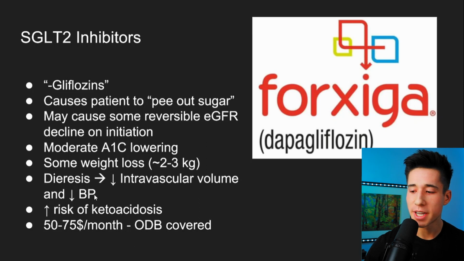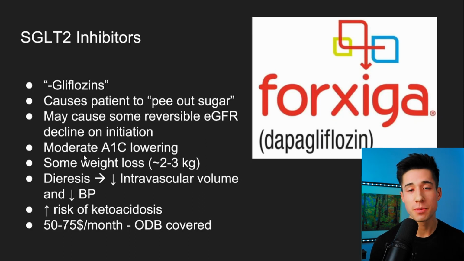Diuresis, right? So you're peeing out sugar. What follows sugar? Water is going to follow sugar by osmosis. So you're going to be peeing more. That's going to lead to a lower intravascular volume, and that's going to lower blood pressure. So monitor for hypotension, though it might be a good thing if your patient has hypertension that isn't quite controlled.